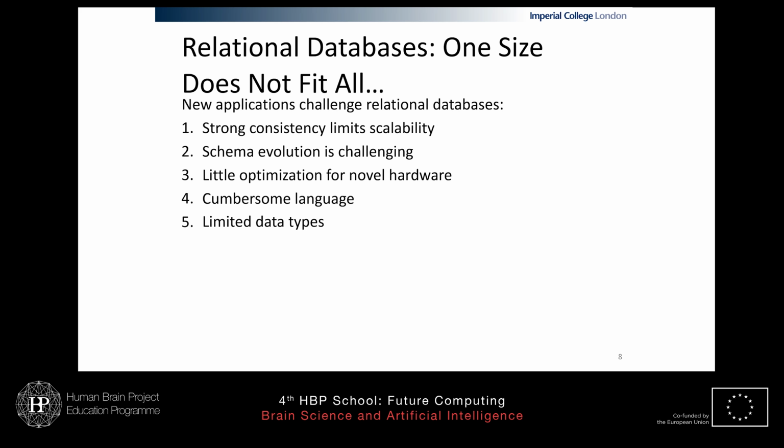Then, for those of you who have worked with relational databases, what you always have to do a priori is to define a schema. You have to define the tables that you're going to use. That's great. That means you have a nice contract with the database. You know exactly what you put in. You know exactly what you get back. But if your application changes, that schema evolution, changing the schema, is non-trivial. Then another limitation is that there's little optimization for novel hardware, like I mentioned, flash technology, SSD, new types of disks, multi-cores, and so on. Furthermore, some people say that relational databases, that SQL, is a cumbersome language. It's not entirely wrong.